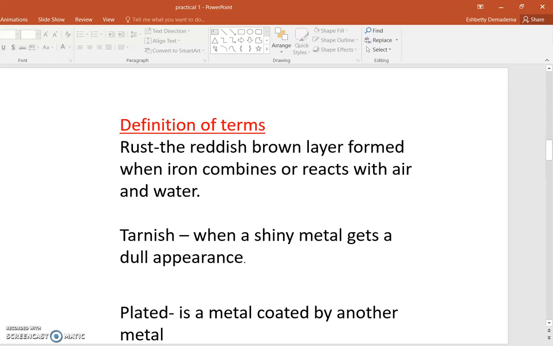And then tarnish is a new word. Tarnish is when a shiny metal gets a dull appearance. There are certain metals that do not rust, but these metals will lose their luster. They will lose their shine. Metals like copper, for example, bronze, nickel, if you expose these metals to weather elements, they are going to lose their shine. So we say that they tarnish. And then plated is a metal coated by another metal.